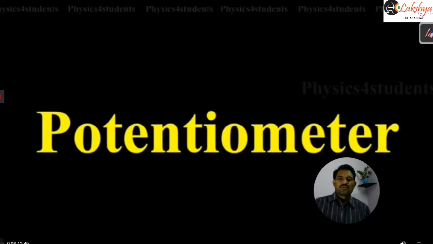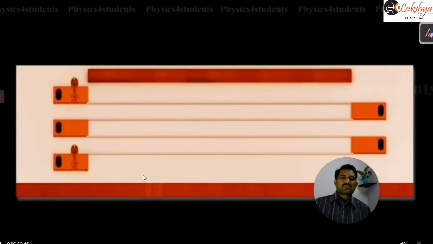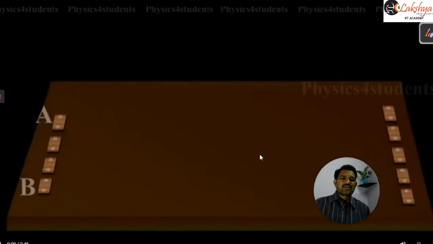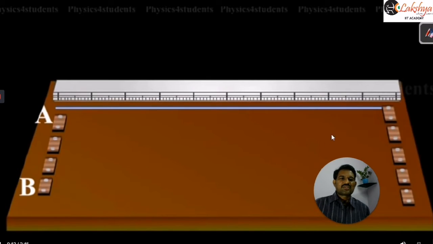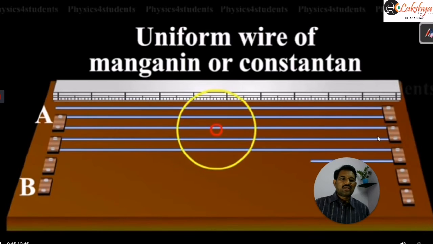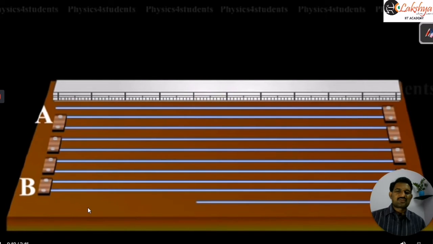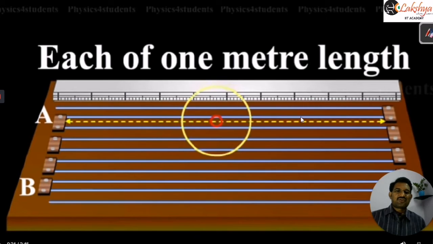Now see this potentiometer here. As I said, this potentiometer consists of wire of 1 meter length connected like this. So you can observe that these different 1 meter wires are connected like this, joined at the ends so that all of them are in series here. All those wires will be connected in series. So this wire is of length 1 meter, and all those are connected.